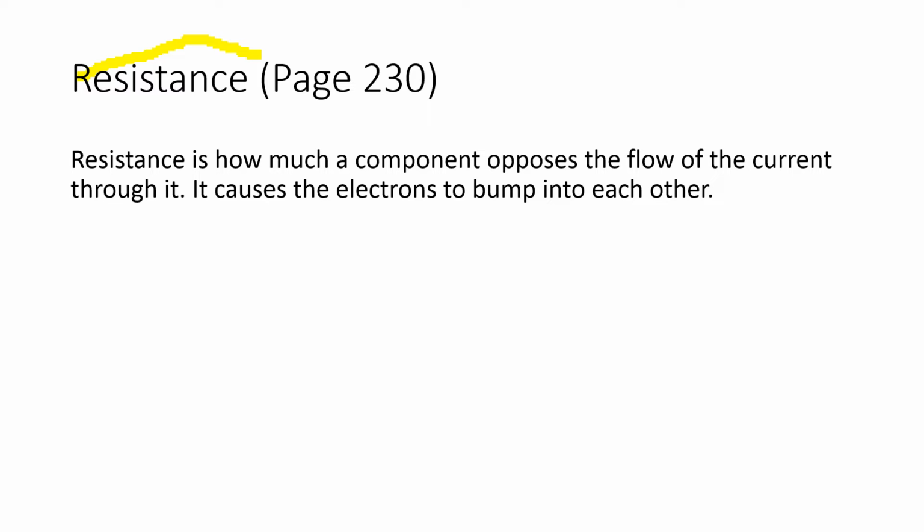So resistance is how much a component opposes the flow of the current through it. It causes the electrons to bump into each other. Alright, so resistance is how much a component opposes the flow of the current, which means that the greater the amount of resistance, the lower the amount of current along the circuit. So moving on to the next slide.